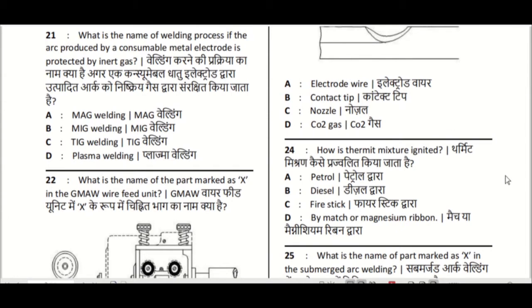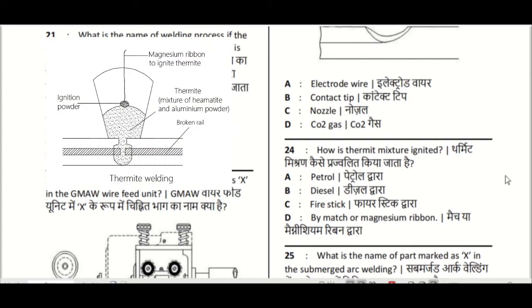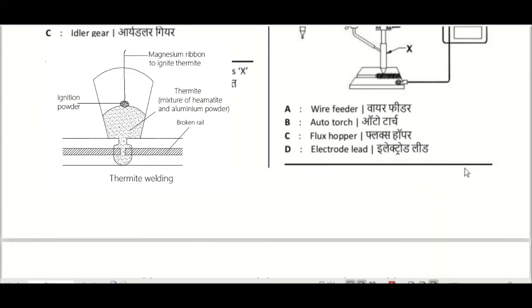How is thermit mixture ignited? In thermit welding, the thermit mixture is ignited by using a match or magnesium ribbon.